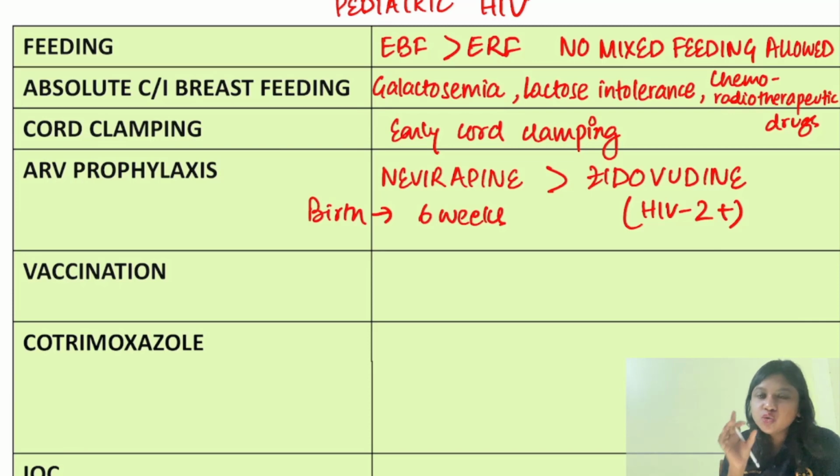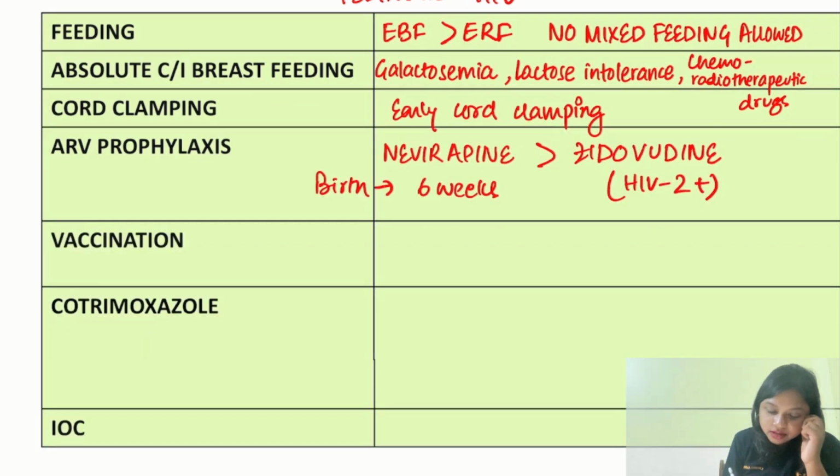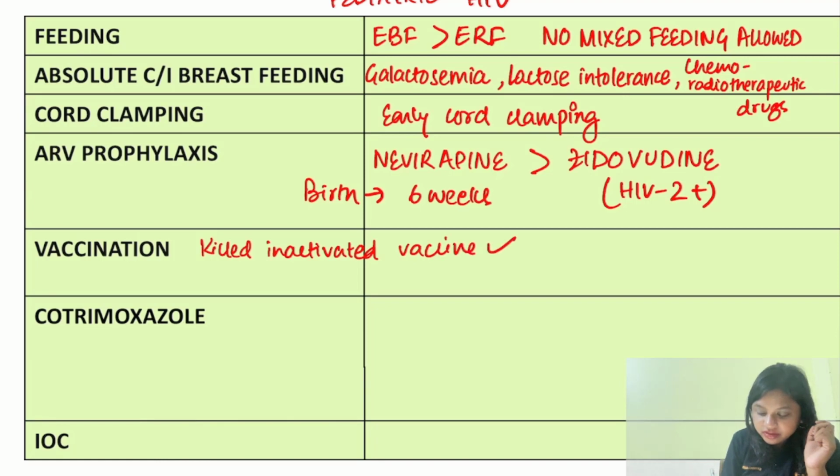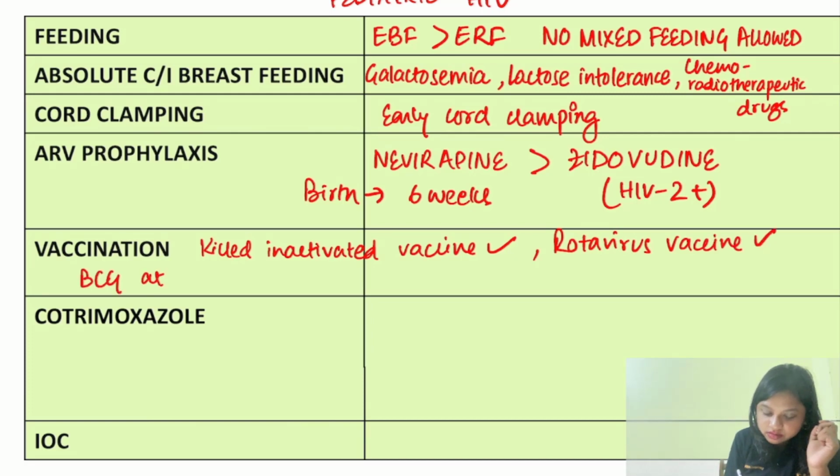Vaccination: HIV is an immunocompromised condition. As I also talk about vaccination in special situations, you might be reading it from your PSM point of view as well. All live vaccines are contraindicated in immunocompromised conditions. So you can give all killed inactivated vaccines. You can give rotavirus vaccine. You can give BCG, either given at birth or later, only if the CD4 count is more than 25%.